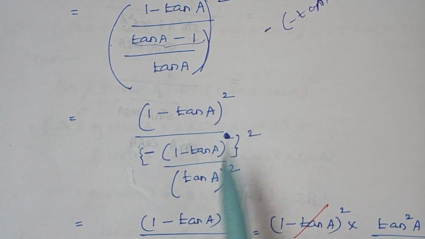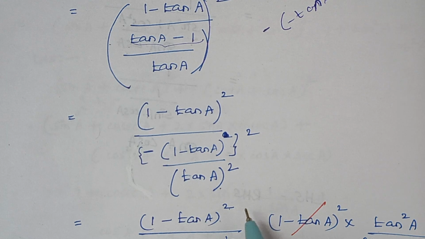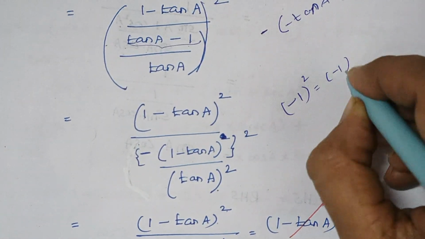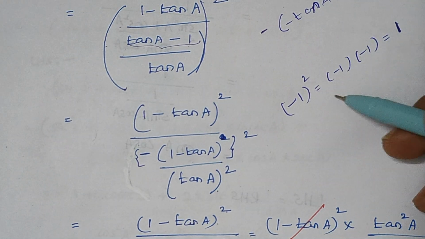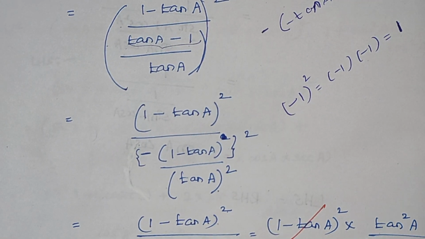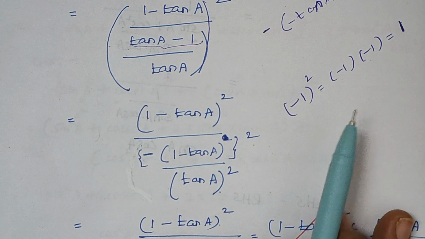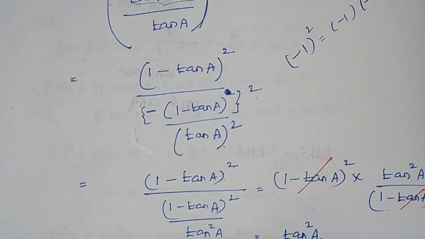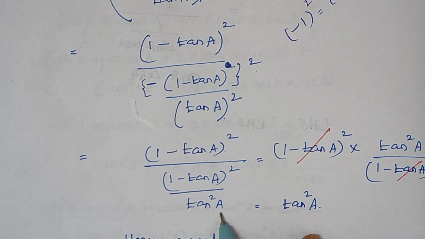So (1 minus tan A) the whole square, and what happens when the minus is squared? That is minus 1 the whole square. Minus 1 into minus 1 is nothing but plus 1. Okay, minus into minus becomes plus. In the same way, this minus the whole square becomes plus, right? And here I have this (1 minus tan A) the whole square divided by tan A the whole square, which becomes tan square A, right?